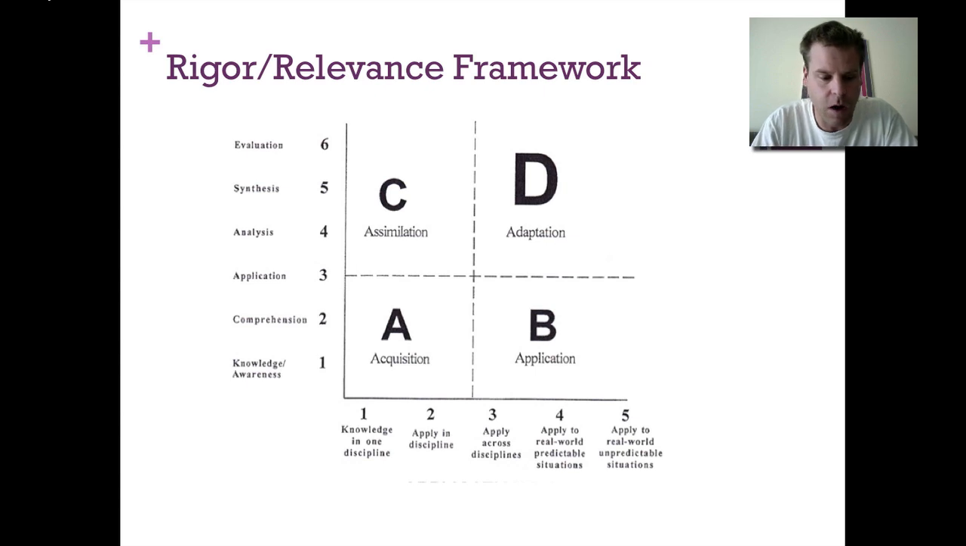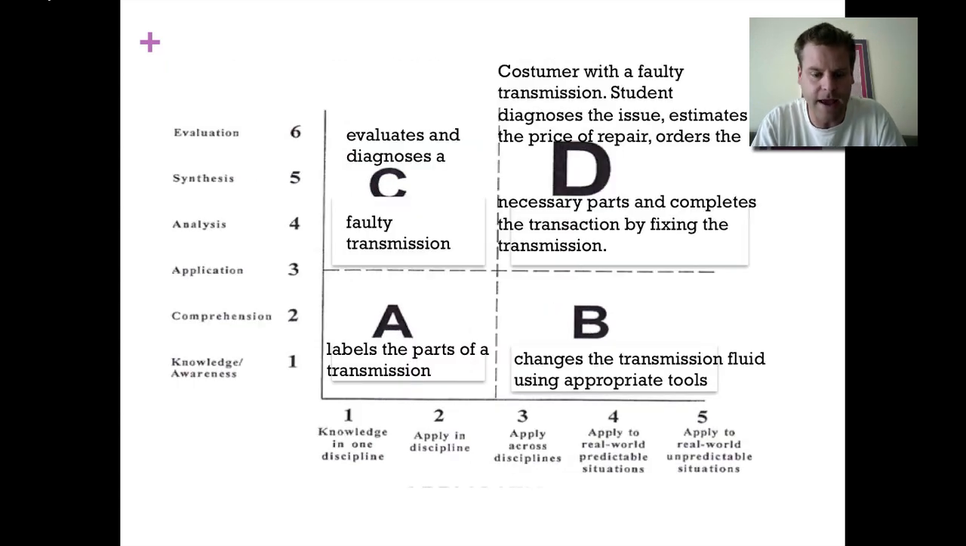So what do each of the 4 quadrants look like? Here you see an example of the lessons that flow from quadrant A to quadrant D. And you can also see my awesome cutting and pasting here. Not a great slide. But in quadrant A, you see that the student is labeling the parts of a transmission. That's acquisition of knowledge in one discipline. In B, the student changes the transmission fluid using appropriate tools. These are applying to real-world predictable situations, using the right tools, changing the transmission, application.